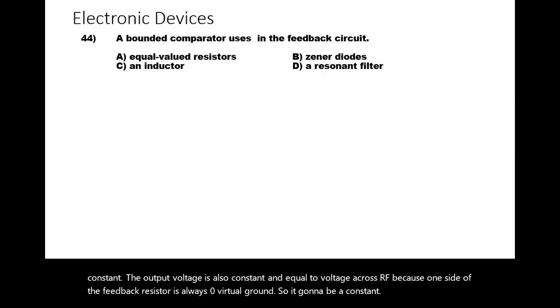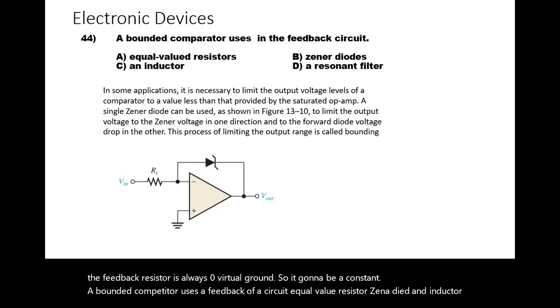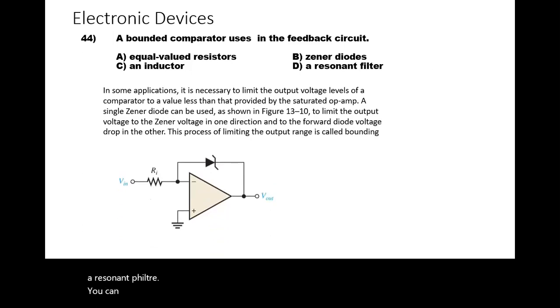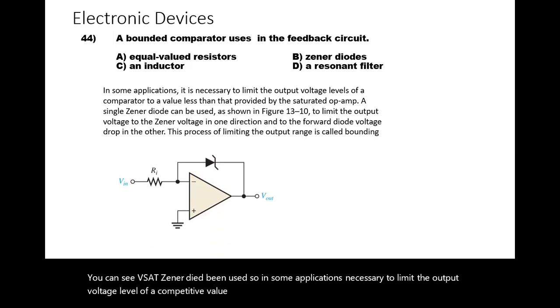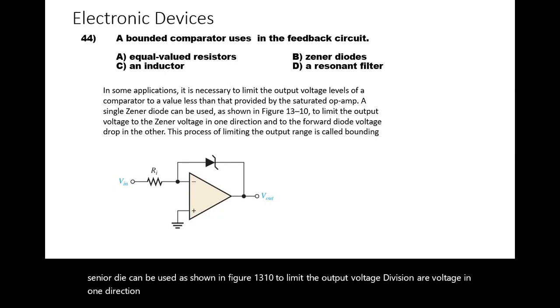A bounded comparator uses a feedback circuit, equal value resistor, Zener diode, or an inductor, resonant filter? Here you can see there's a Zener diode being used. In some applications, it's necessary to limit the output voltage level of a comparator to a value less than that provided with a saturated op-amp. A single Zener diode can be used, as shown in figure 30.10, to limit the output voltage to the Zener voltage in one direction and to the forward diode voltage drop in the other. The process of limiting the output range is called bounding. So the answer for this particular one is a Zener diode.